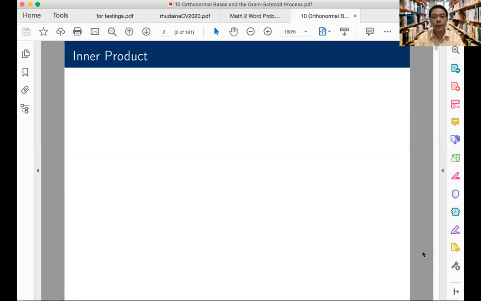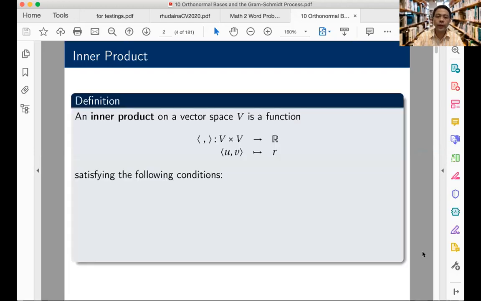Let's start with the concept of the inner product. What is an inner product? An inner product is defined on a vector space V, and it is a function denoted by left angle, right angle, from V cross V to the set of real numbers R. Specifically, if we have two vectors U and V on the vector space V, then the inner product of U and V is some real value R. And we get an inner product if the following conditions are satisfied.